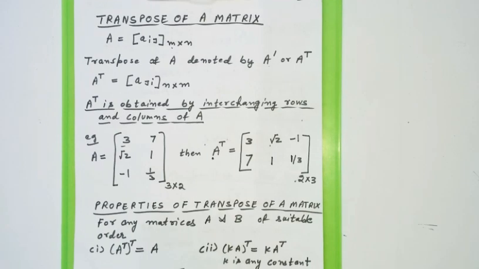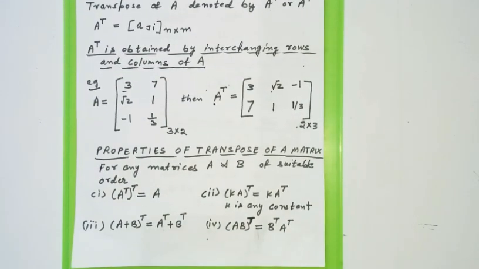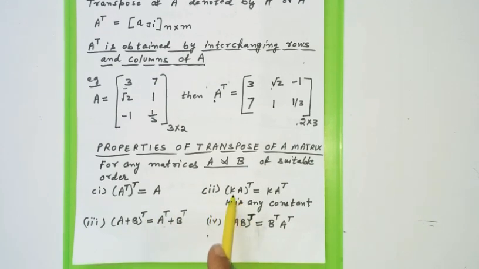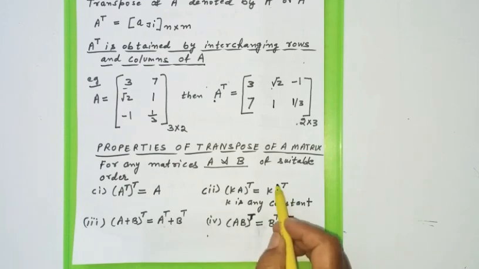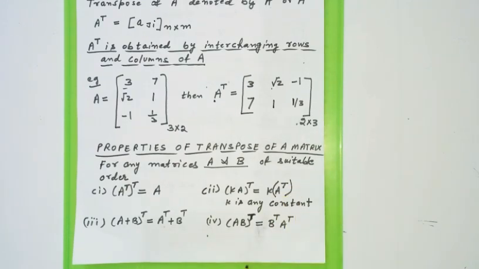Now after this we are going to discuss some properties of transpose. So what are the properties of transpose of a matrix? Suppose A and B are any two matrices of suitable orders. Then we observe that if we take the transpose of A transpose, that is, if we take the transpose twice, we obtain the same matrix. Second property, if you multiply a matrix A with a scalar k and then take the transpose, it is the same as multiplying A transpose with k, where k is any constant number.